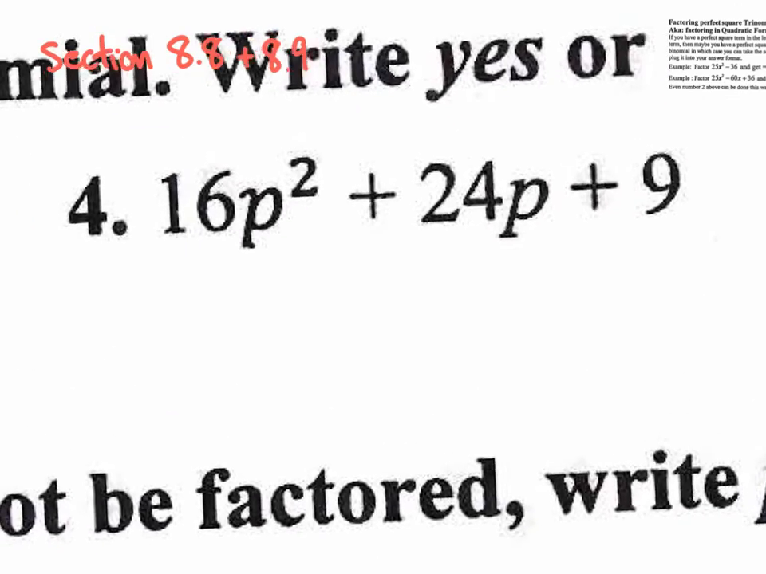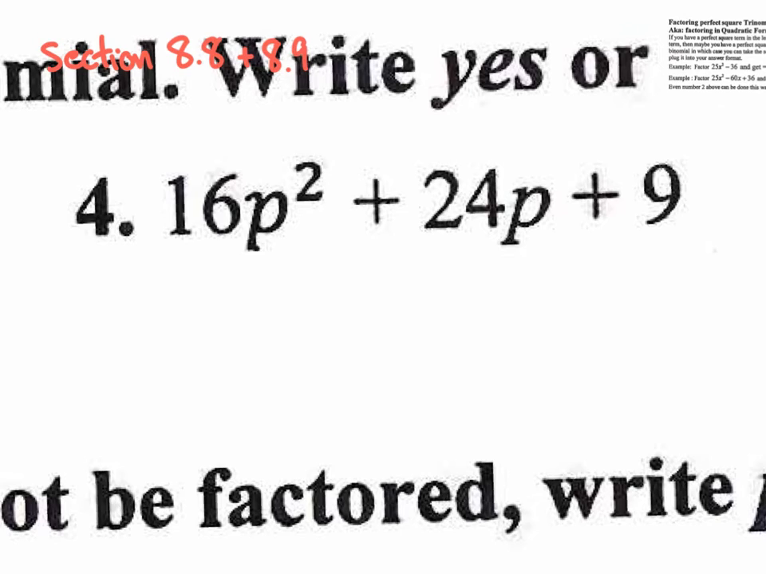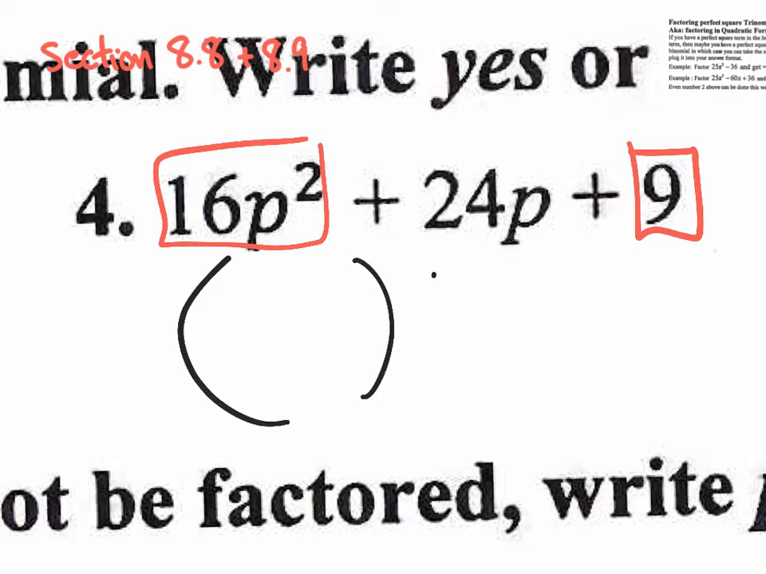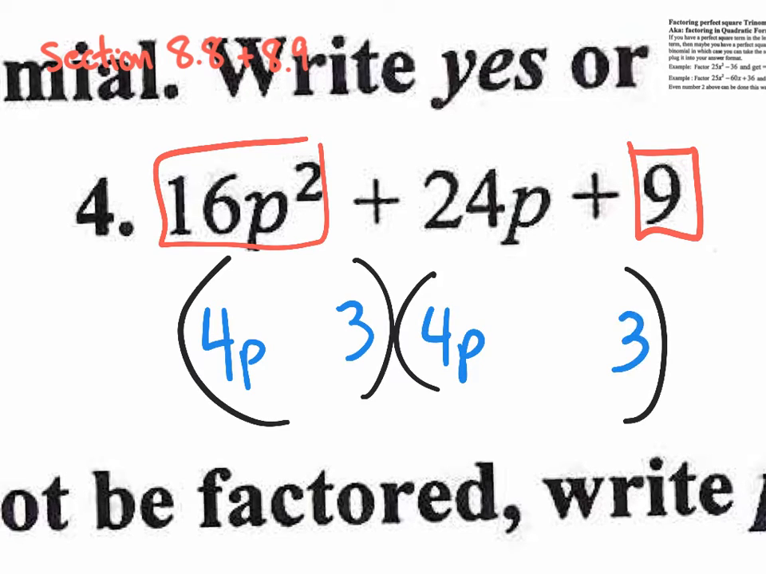Let's check. Probably 4. Let's do the square root of this and the square root of that and plug it into our answer format. So what's the first term in my binomial? What's the square root of 16p squared? 4p. Okay, and how about the square root of 9? 3. So 4p and 3. And what symbols belong in there? Plus, plus. Now this is going to work also.